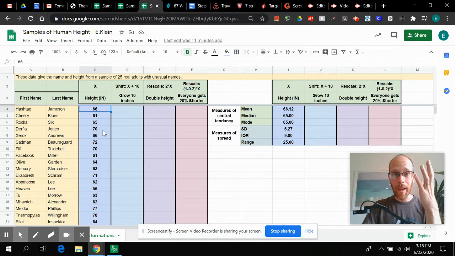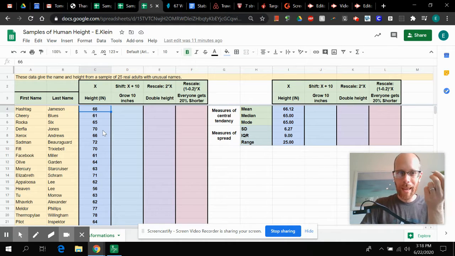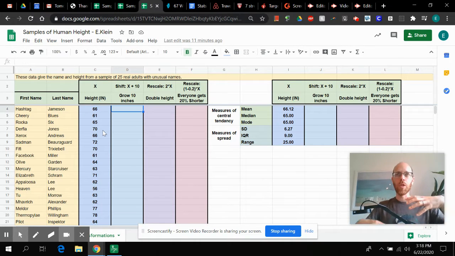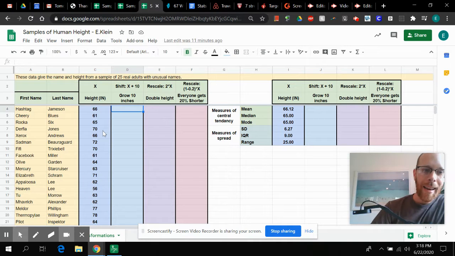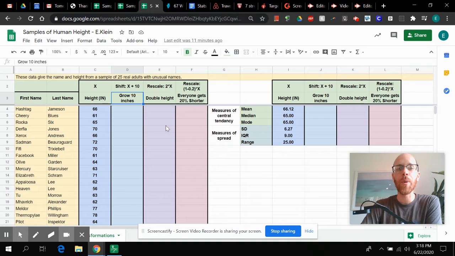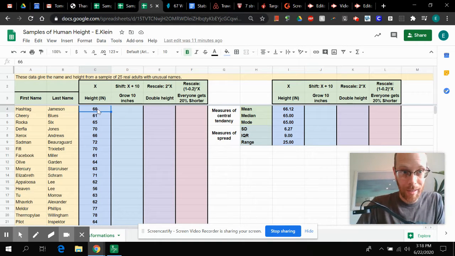I don't know if you've ever watched the movie or read the book, Alice in Wonderland, but there is this famous scene where Alice will drink from a vial, and then whatever is in the vial will change the size of her body. She grows very tall, and then she shrinks very small. Let's imagine that's happening. Suppose Alice drinks her first vial, and it causes her to grow by 10 inches. And let's suppose that happens to all of the people in our data set. So they're all going to get 10 inches taller.